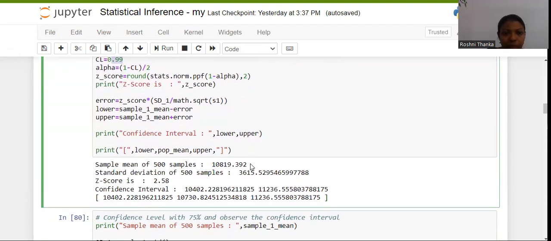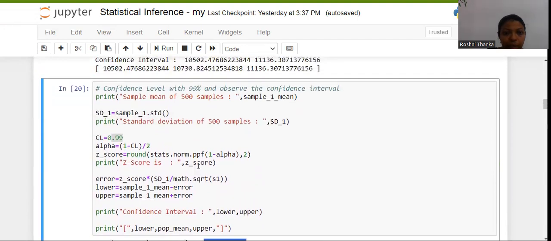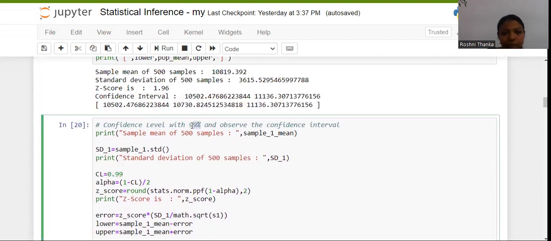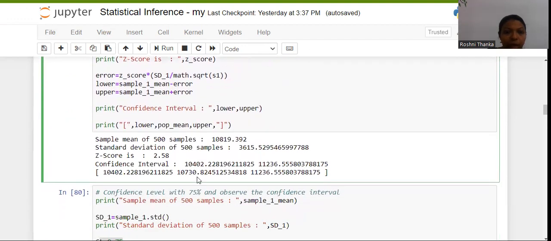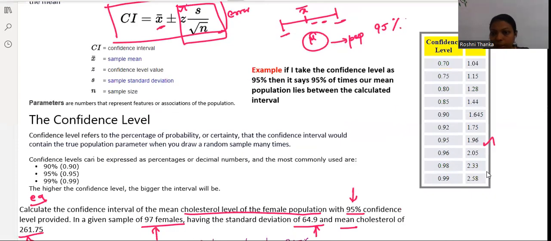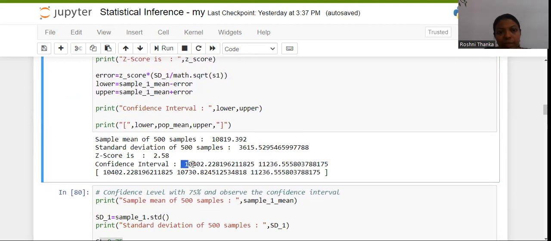Again, same thing after you apply, you can see when I apply for the 500 data sample, 99% as my confidence level, I get my sample mean as this, standard deviation as this. This is the z-score. You can see here for 99%, what's the z-score? 2.58. So that's what we got here. And the confidence interval, lower limit is this, upper limit is this. So now also you can see our population mean, which again falls between the upper limit and the lower limit. So as we increase the confidence level, the lower limit and upper limit also expand.